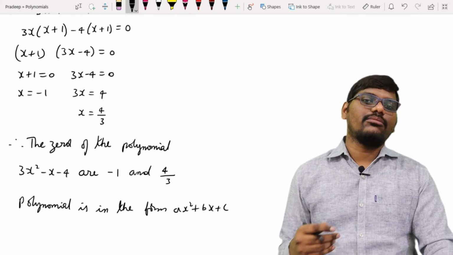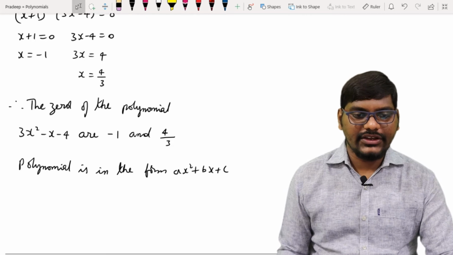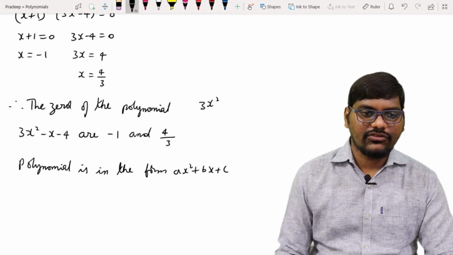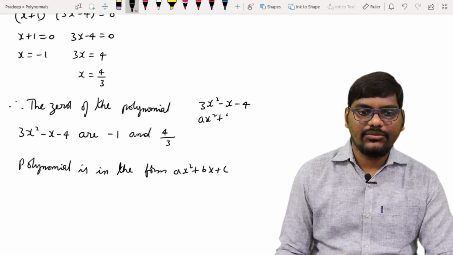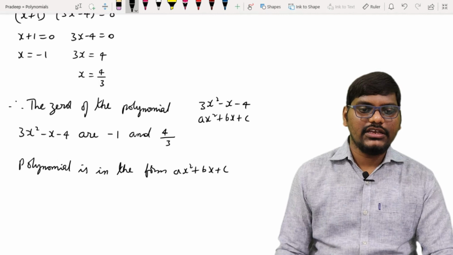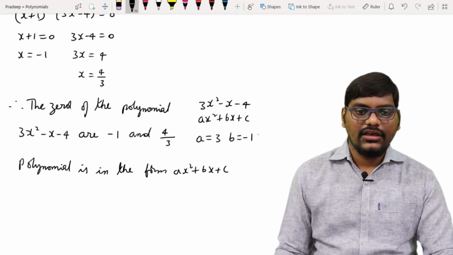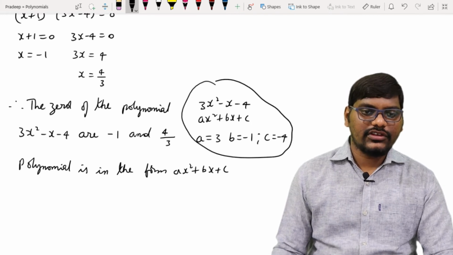So we'll find out the sum of the roots and also the product of the roots. As this is a quadratic equation, we'll compare 3x square minus x minus 4, the given equation, with ax square plus bx plus c. So a we get as 3 and b we got minus 1, whereas c we got minus 4. Okay, so these are the values.